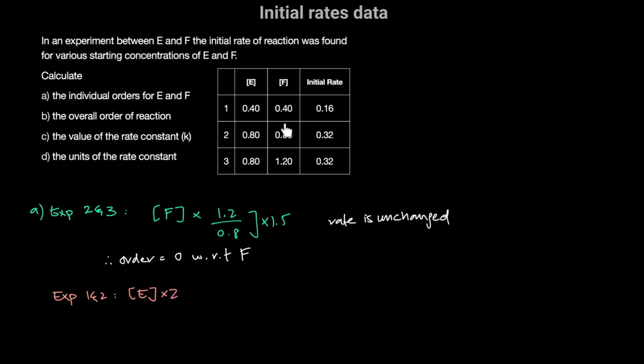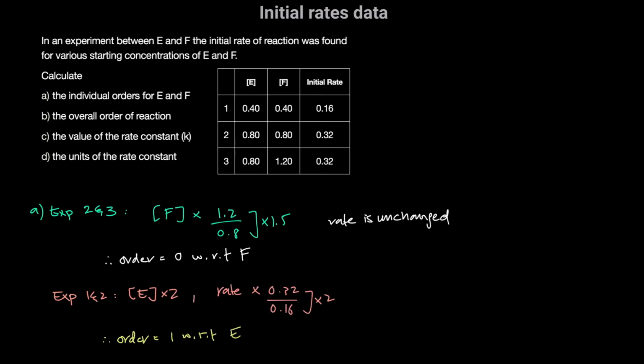So even though I'm doubling the concentration of F, this is having no effect on the rate, because I've determined the order with respect to F. So I know that only the concentration of E is affecting the rate here. Doubling the concentration of E, I see that the rate is multiplied by a factor of 0.32 divided by 0.16, so this is multiplied by a factor of 2. So then I can say that it is order 1 with respect to E.